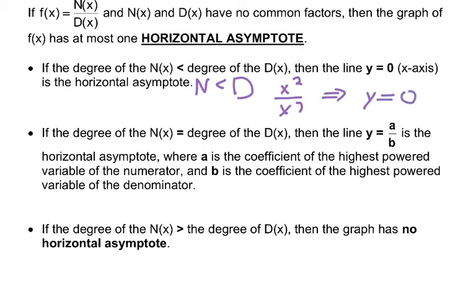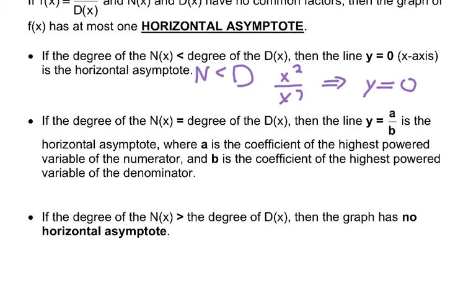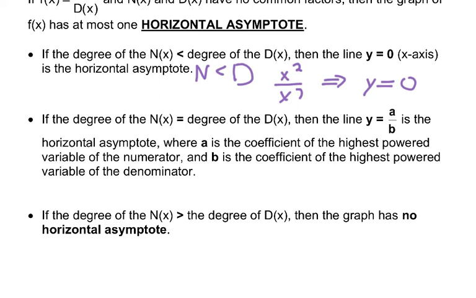So anytime the biggest exponent on the top is smaller than the biggest exponent on the bottom, it is always y equals 0. X squared over x to the 7th.